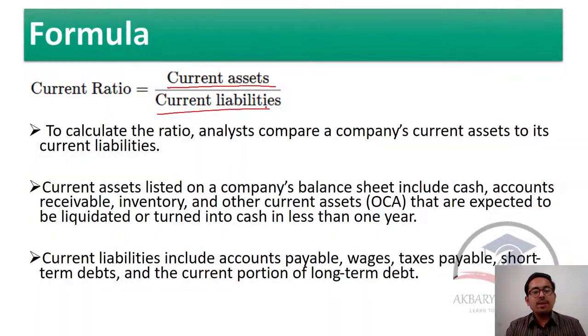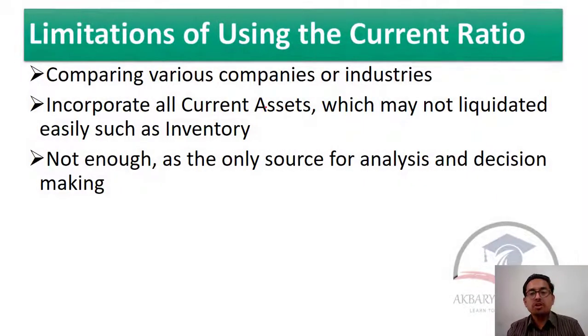The formula I have explained. Let's go ahead with the limitations of using the current ratio. As I said, comparing various companies or industries is a bit difficult. Suppose I'm an analyst and I would like to compare Boeing with Microsoft. It's tough to use the current ratio only for such cases. The current ratio of them may be different, and they may have a very abnormal current ratio compared to each other, but in their own industry, they have a similar and very nice, acceptable current ratio.